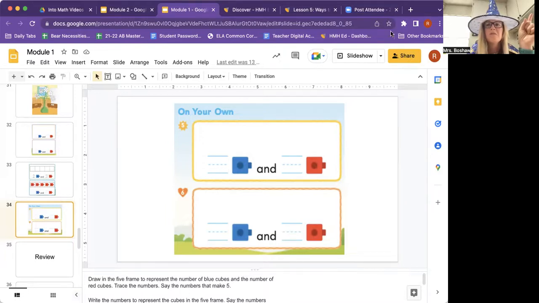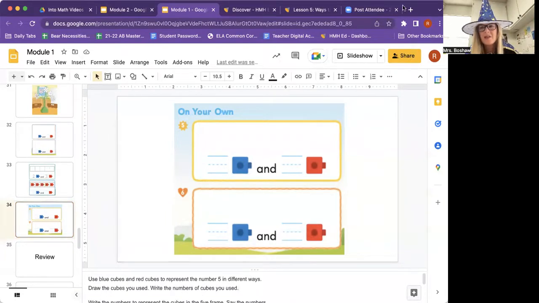Just a second. Silly math star, you had the wrong question. Let's try again. Use blue cubes and red cubes to represent the number 5 in different ways and draw the cubes you used. Then write the number of cubes you used.